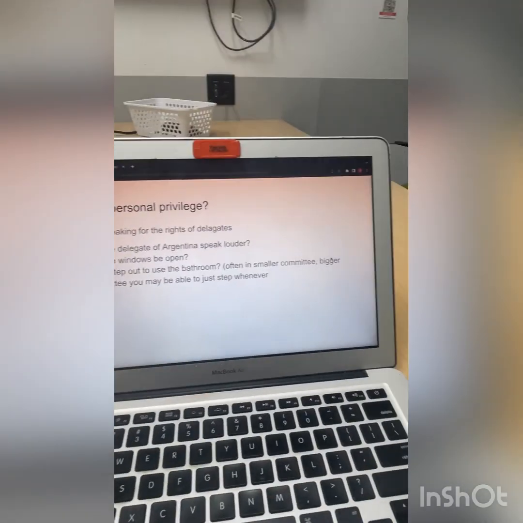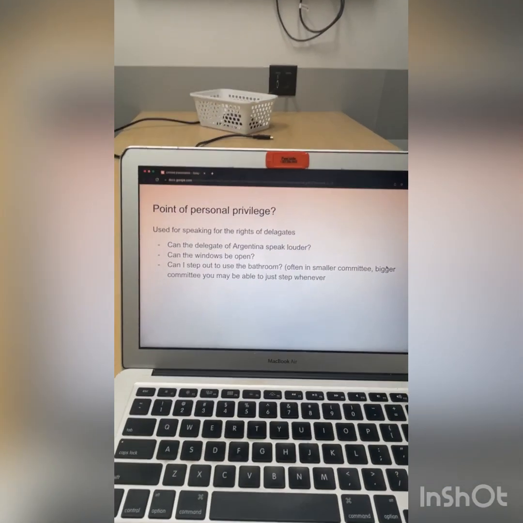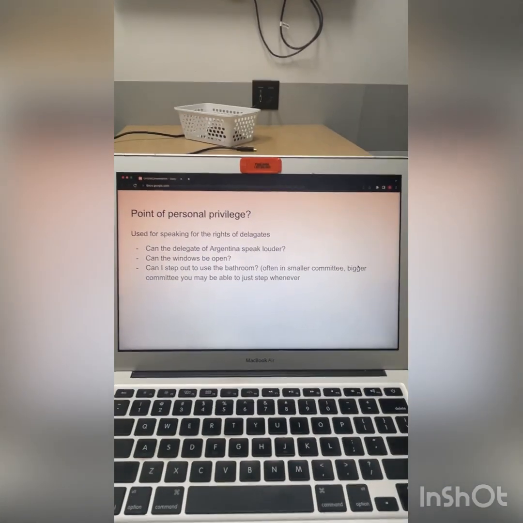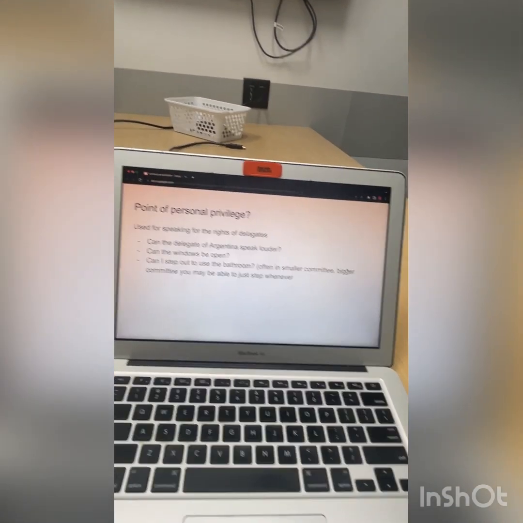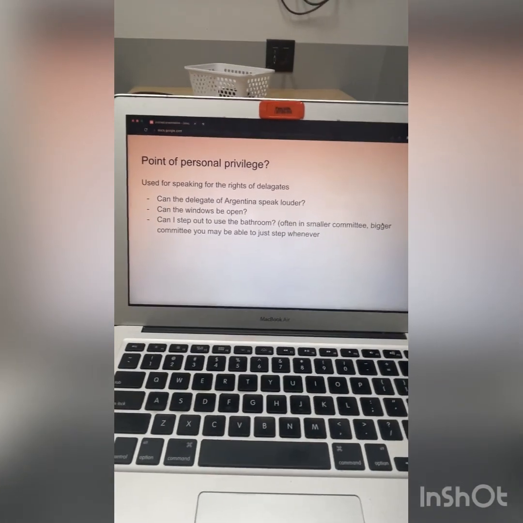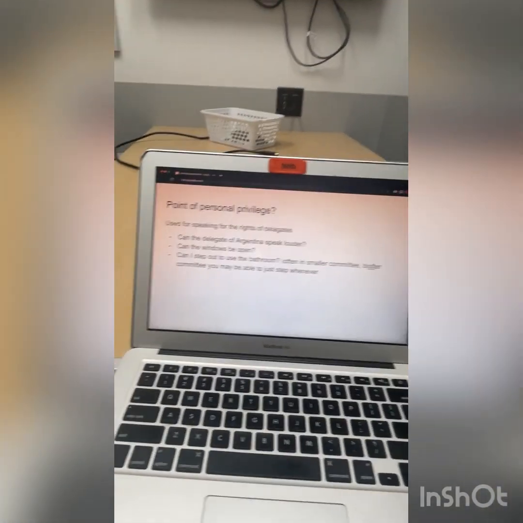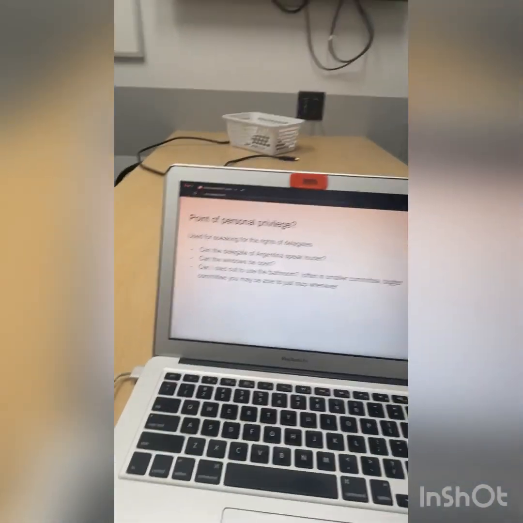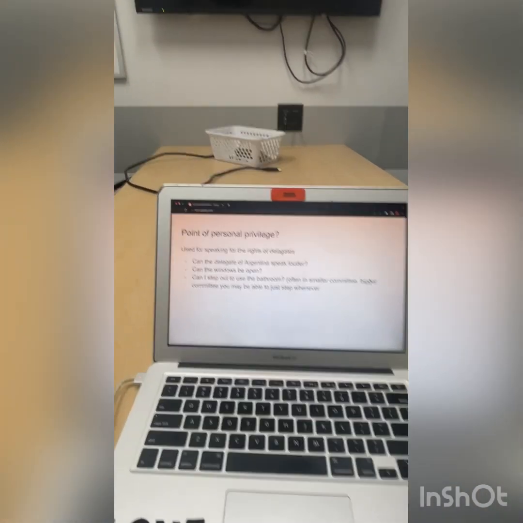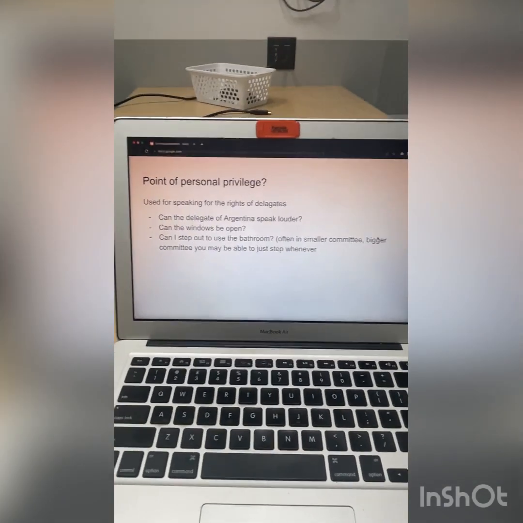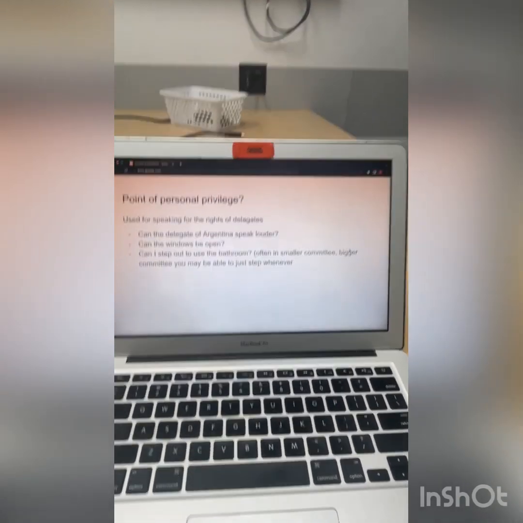Next one, point of personal privilege, used for speaking for the rights of delegates. So, can the delegation of Argentina speak louder? Because you can't hear them, so you ask for a point of personal privilege to make sure they speak louder so you can understand what they're trying to say, and maybe make a rebuttal afterwards if you're on the speakers list next. That's very important. Can the windows be open? Maybe it is too hot, too cold, and you just need the fresh air.